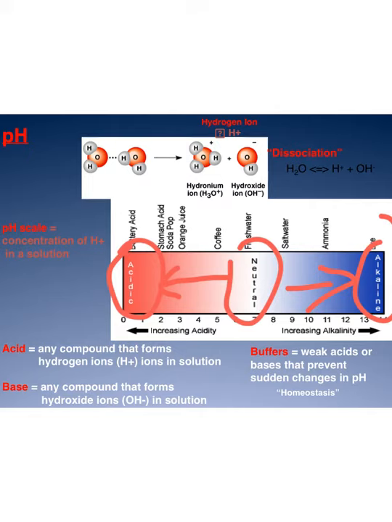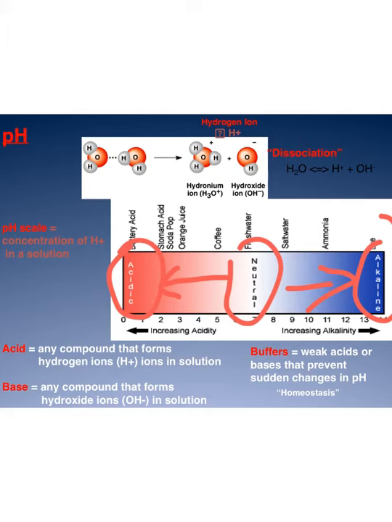And again, acids, anything that forms hydrogen ions when dissolved. Base is anything that forms hydroxide ions. The greater the amount of hydrogen ions in the solution, the stronger the acid. The greater amount of hydroxide ions in the solution, the stronger the base. And the further you move away from 7, again, neutral, the stronger they get. So the lower the number, the stronger the acid. The higher the number above 7, the stronger the base.